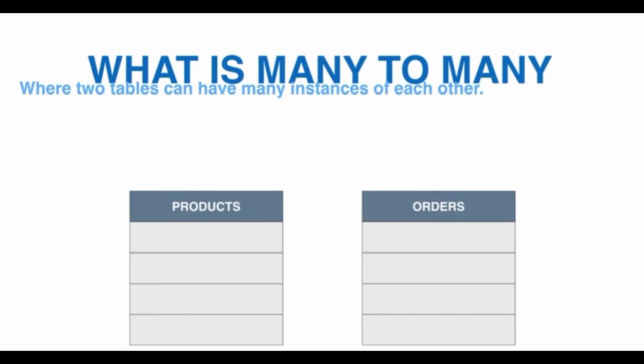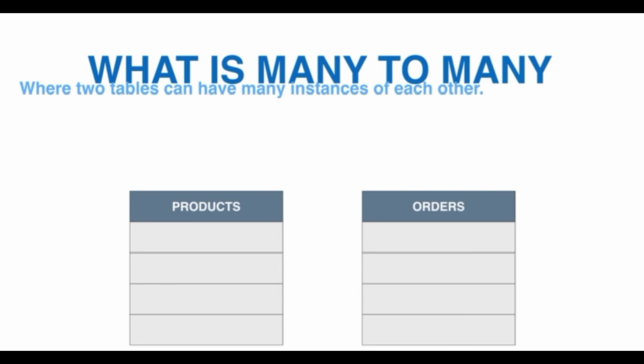Complicated type of relationships in a database, and they're also one of the most common, almost as common as one-to-many relationships. So let's take a look now. So what is a many-to-many relationship? Well, a many-to-many relationship is where two tables can have many instances of each other.